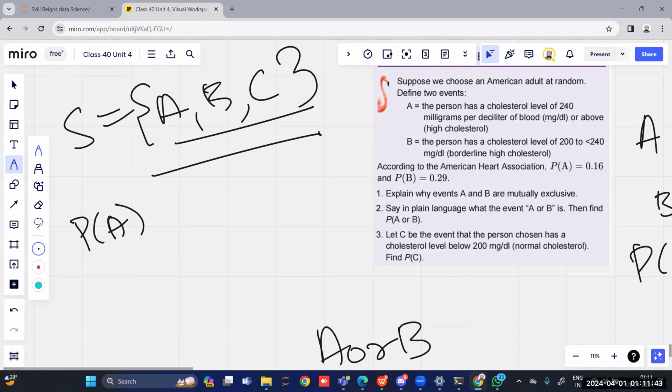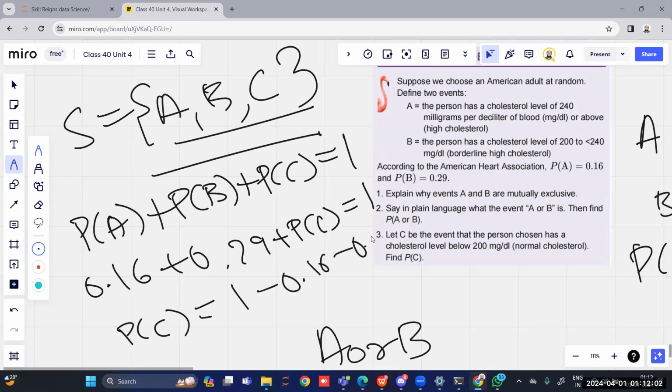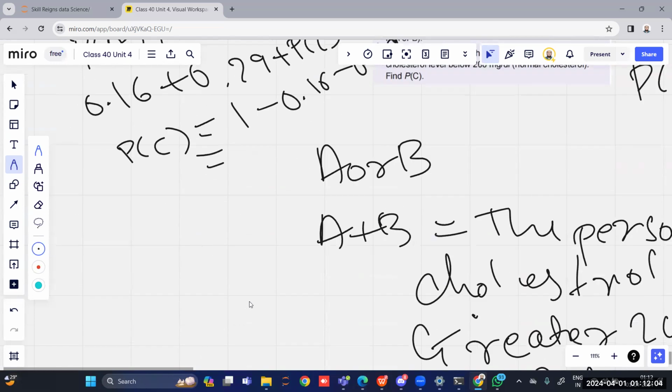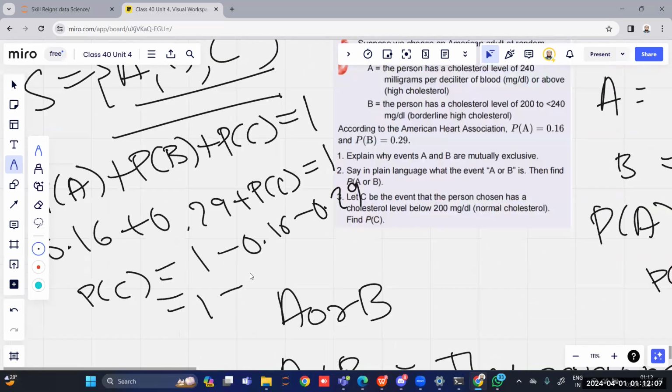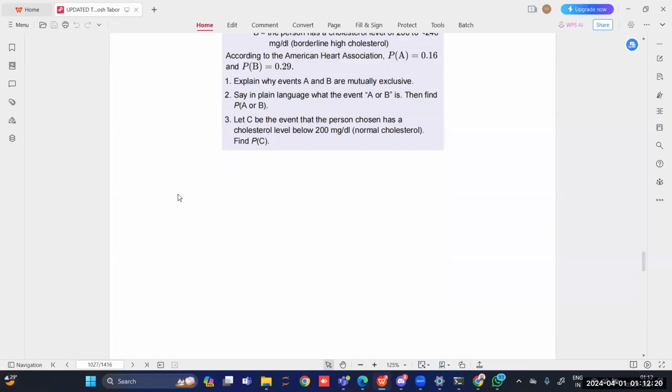So we know that probability of A plus probability of B plus probability of C, the addition of all outcomes, is 1. Yes or no, Zaid? So 0.16 plus 0.29 plus the probability of C, which I don't know, but I know that the addition of all of them is 1. So probability of C will be 1 minus 0.16 minus 0.29. What will be the answer? First we add, then 1 minus 0.45, it will be 0.55. Understood? Got that? Was it interesting or not? Yeah, it was interesting.